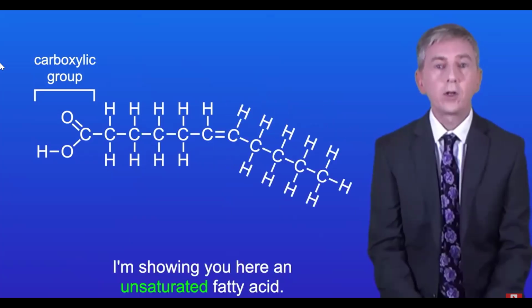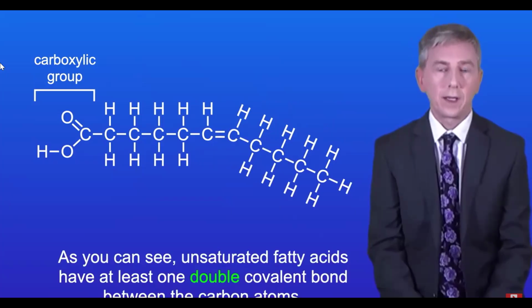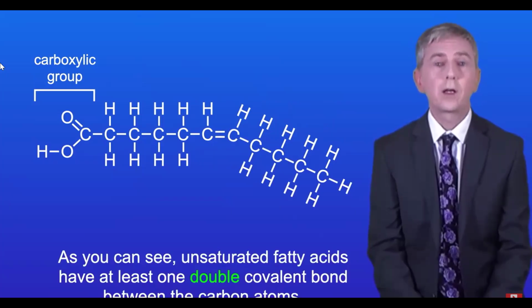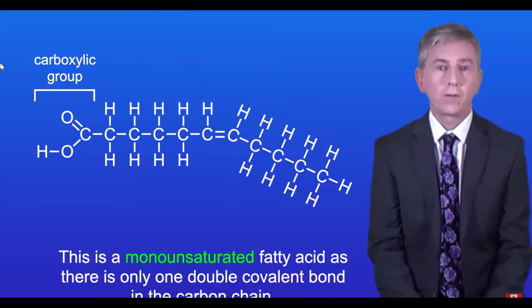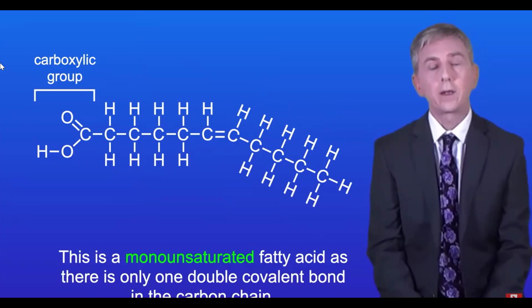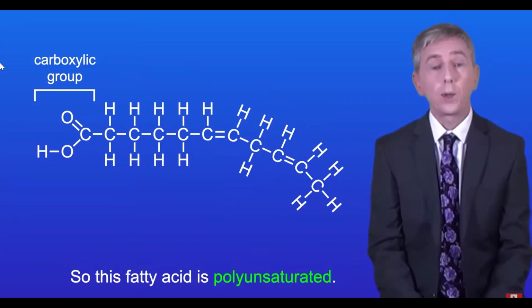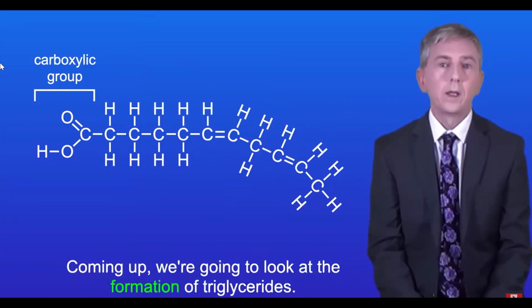I'm showing you here an unsaturated fatty acid. As you can see, unsaturated fatty acids have at least one double covalent bond between the carbon atoms. This is a monounsaturated fatty acid, as there's only one double covalent bond in the carbon chain. This fatty acid has 2 double covalent bonds in the carbon chain, so this fatty acid is polyunsaturated. Coming up, we're going to look at the formation of triglycerides.